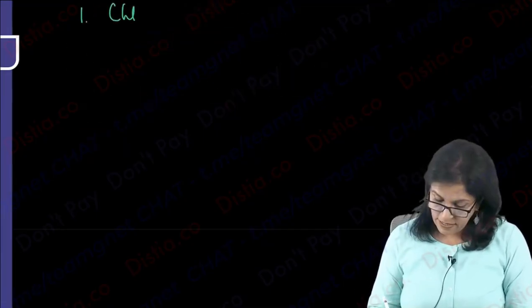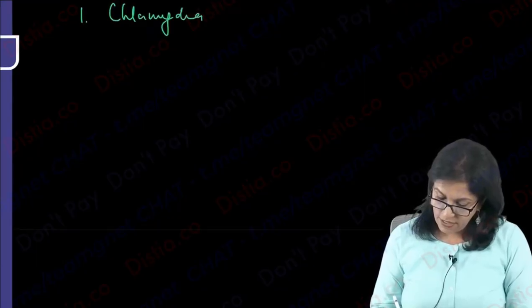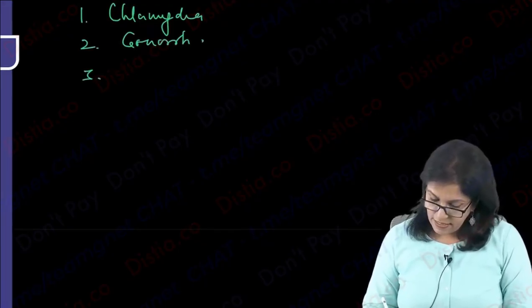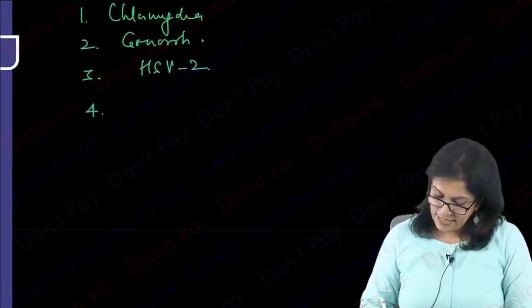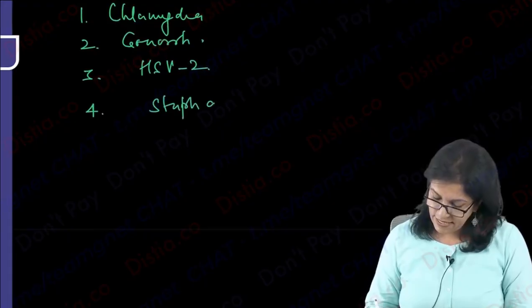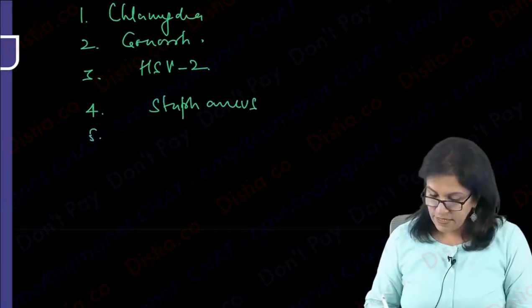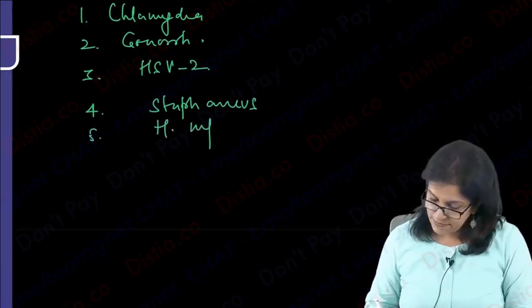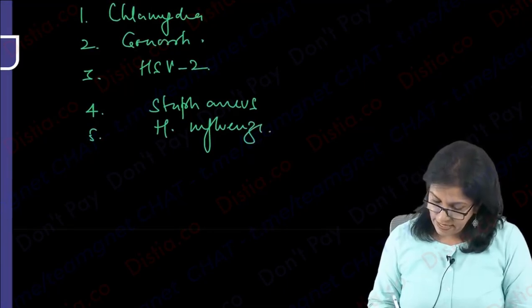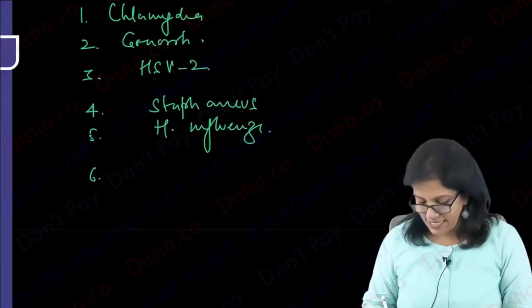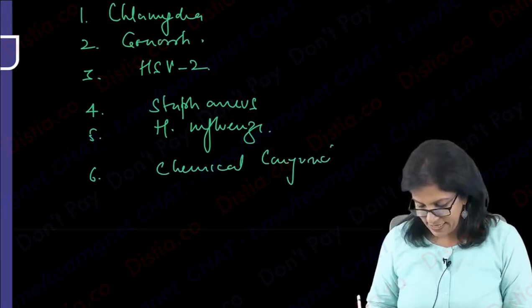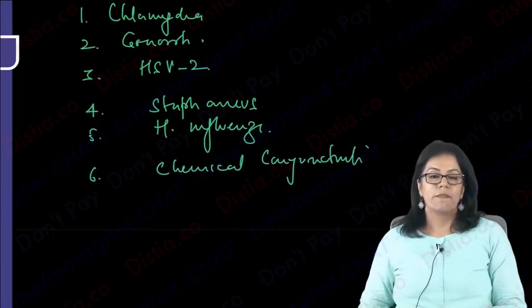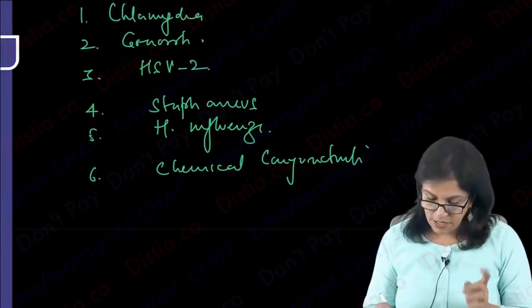First is chlamydia, gonorrhea, number 2, write down gonorrhea, herpes simplex virus 2, Staph aureus, sometimes even H. influenzae, and of course chemical conjunctivitis. Write the way I'm writing, we'll discuss more on this. Chemical conjunctivitis.